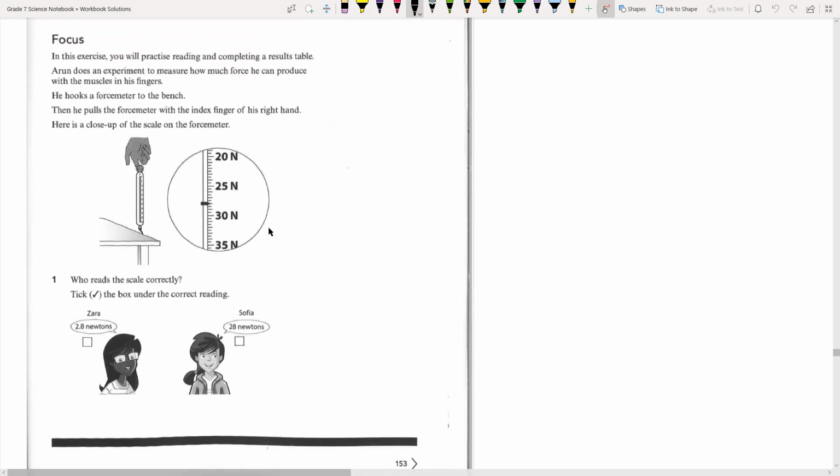So, who reads the scale correctly, right? So, if you look at this, this is newtons. So, this is in 25 and 30 newtons. So, Sophia is correct, right?